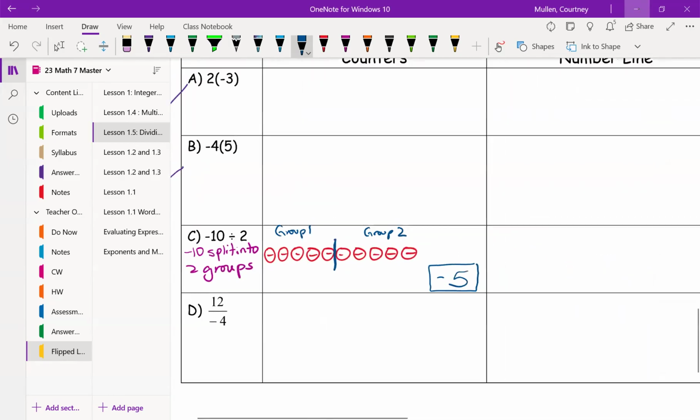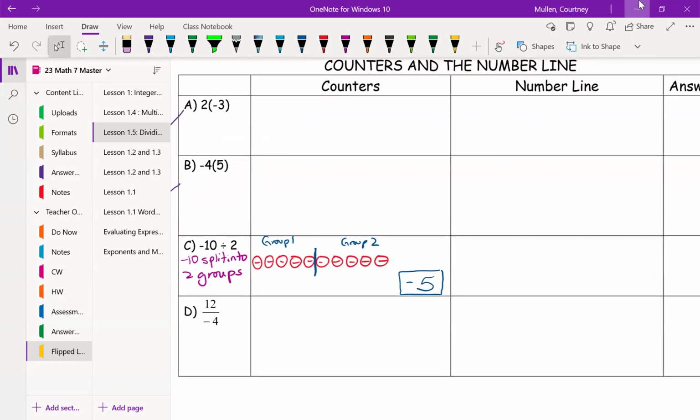We can demonstrate that similarly on the number line. Take your ruler and draw a number line. Again, here we're dealing with negative, so we're going to put 0 on the right. And let's number out to -10. -1, -2, -3, -4, -5, -6, -7, -8, -9, -10.